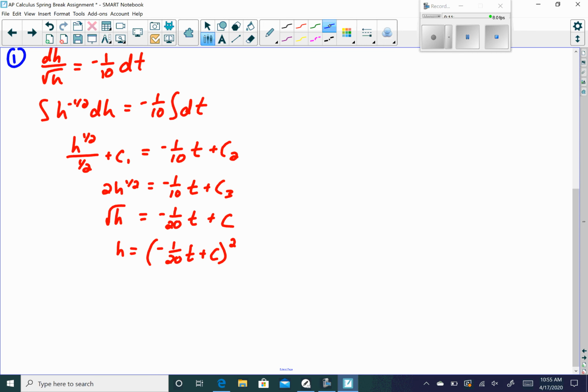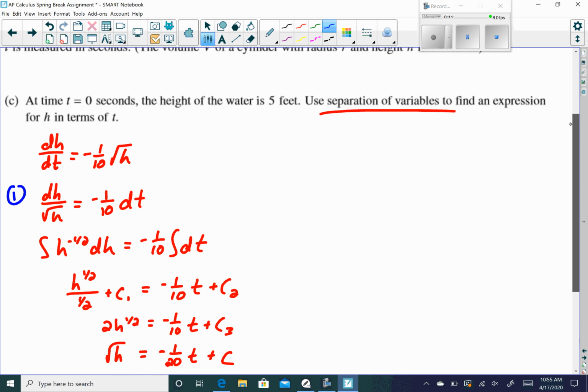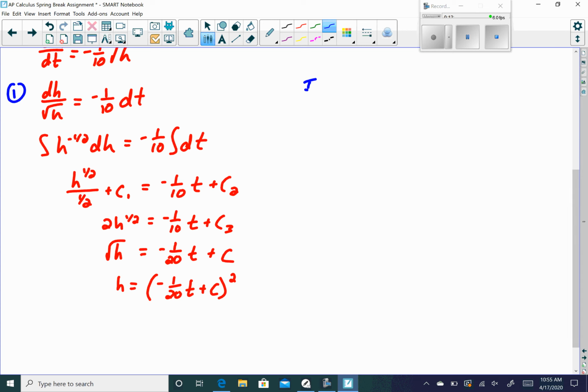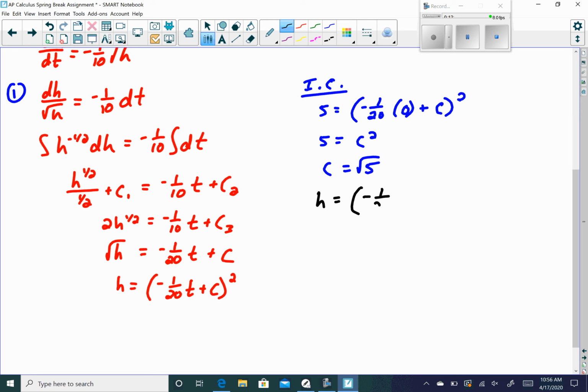And we are given an initial condition here. At time t equals 0 seconds, the height of the water is 5 feet. So next we're going to use our initial condition and say 5 equals negative 1/20th times 0 plus c squared. So then this just gives me 5 equals c squared. So technically c is going to equal plus or minus radical 5, but we just need an expression. So I'm just going to let it equal positive radical 5. So now h is going to equal the quantity negative 1/20th t plus radical 5 squared. And then that is our solution.